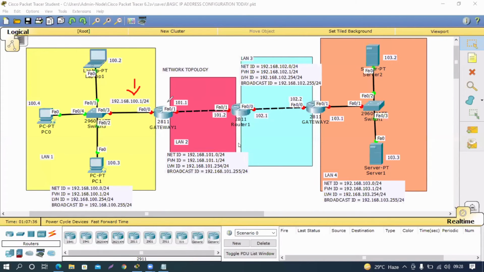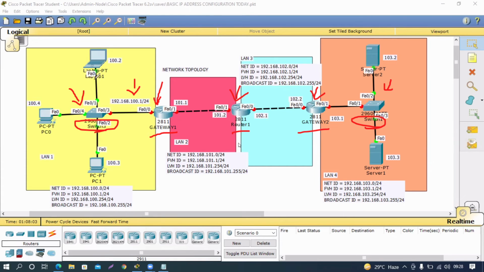So how many routers do we have in total? Three routers. What is the name of the routers? Gateway 1, router 1, gateway 2. How many switches do we have? Two switches. What is the name of the switches? Switch 3 and switch 4.